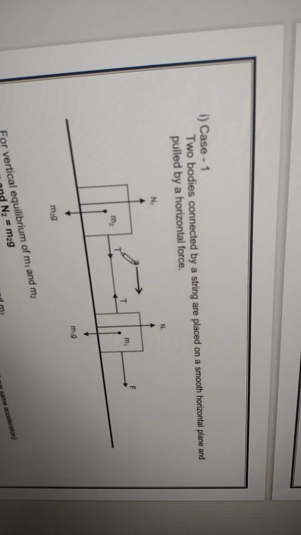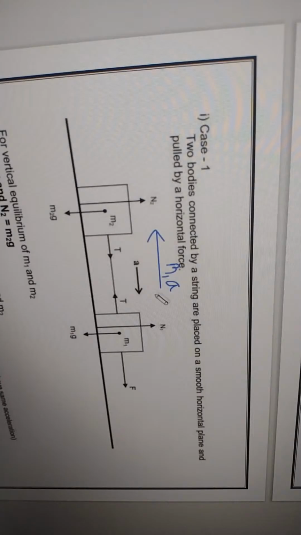The acceleration is in this direction, so for the first body this will be M1A. The second body is in this direction only, M2A.